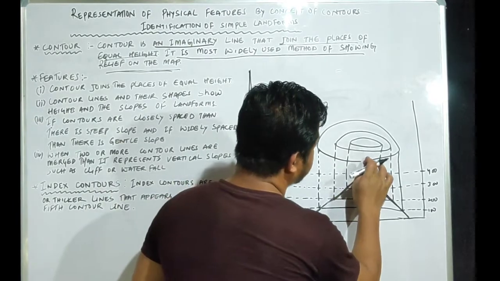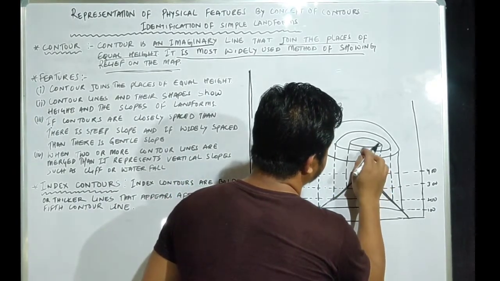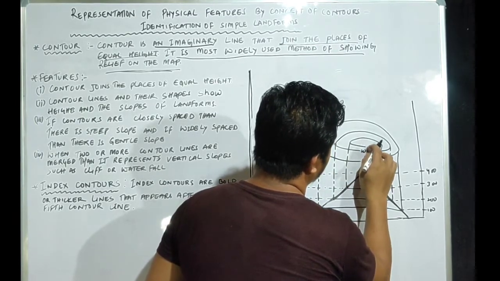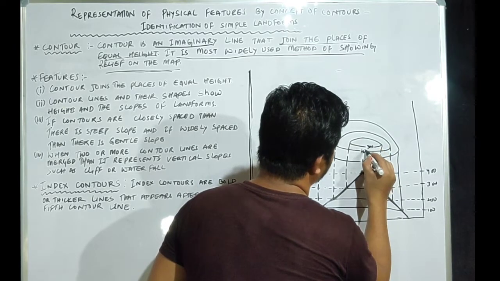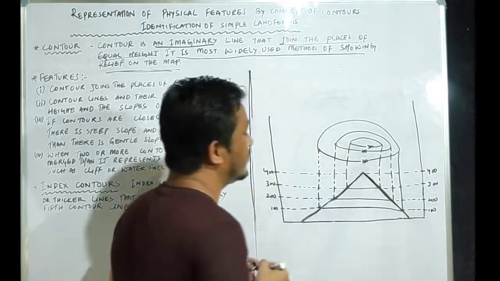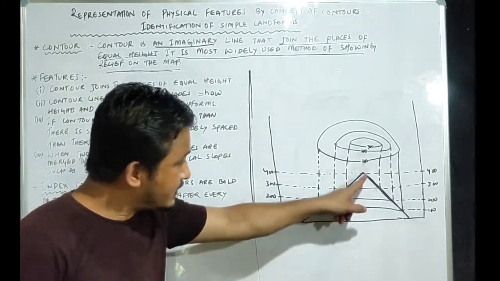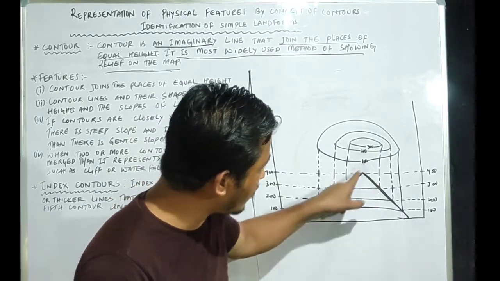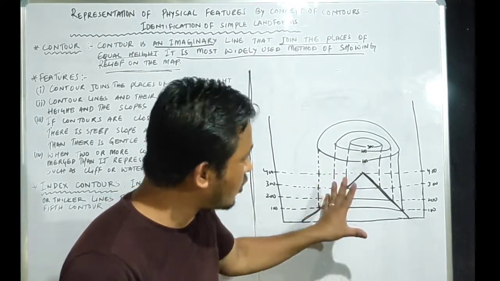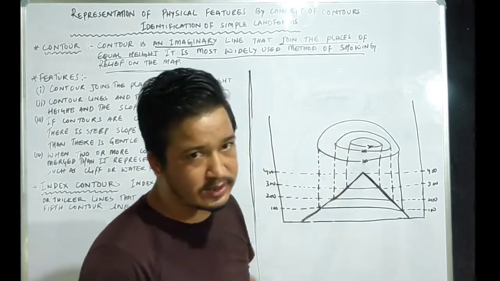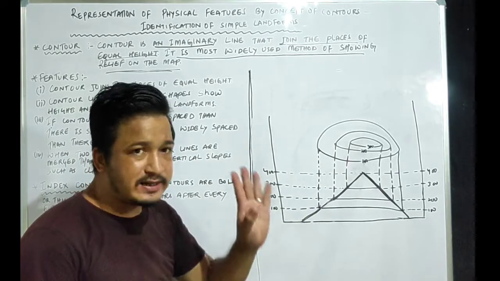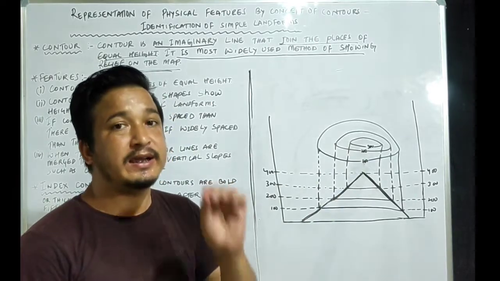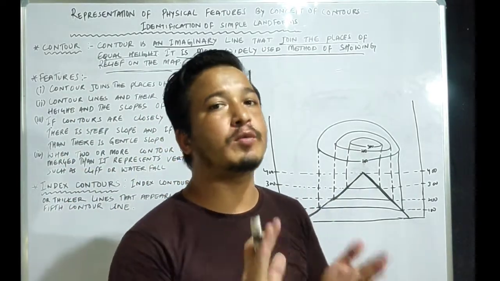So here it is 100, then this one is 200, and this one is 300. 400 is not shown, so 300. Here you can see, students, this is one physical feature, a hill, and we are showing the height of this hill and the slope of this hill with the help of these contour lines. So students, contour lines tell us about the height of the place. Here it is written in this way, but it also tells us about the slope of the land, the slope of the landform.